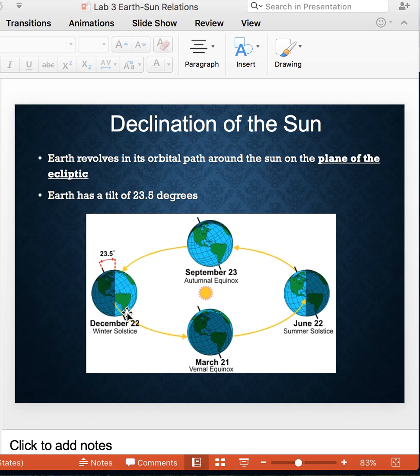The resulting value represents the latitudes at and above which there is either 24 hours of daylight or darkness. For example, if the declination of the sun is 10 degrees north, you would take 90 degrees and subtract 10 from it, and then you get 80 degrees, meaning your latitude is 80 degrees north and south, and all higher latitudes will have 24 hours of darkness. So imagine this is 80 degrees right here. It's going to have 24 hours of darkness.